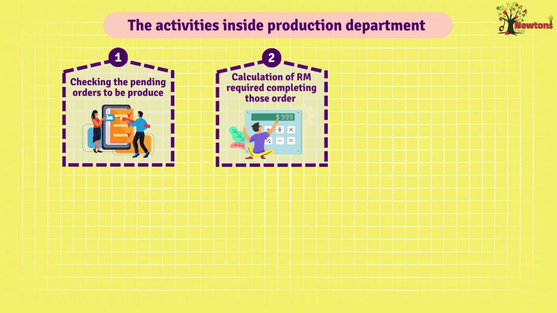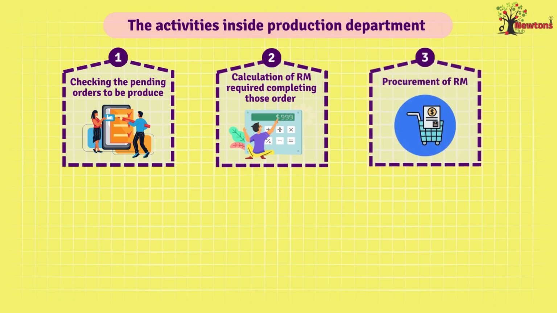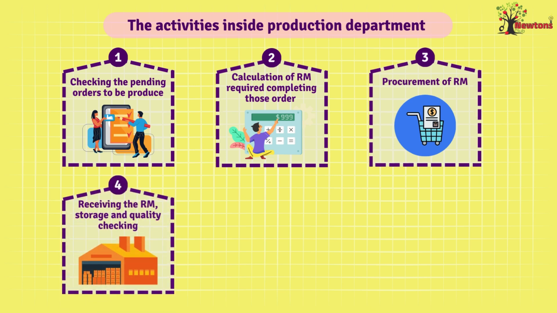Number two, calculating the raw materials required for completing these orders. Orders can actually be grouped based on the product types, and we can calculate the raw materials required for each group. And then we have to procure raw materials. Based on the calculated requirements, raw materials need to be sourced from suppliers and ordered accordingly. And after that, we have to receive the raw materials, store them, and conduct quality checks.